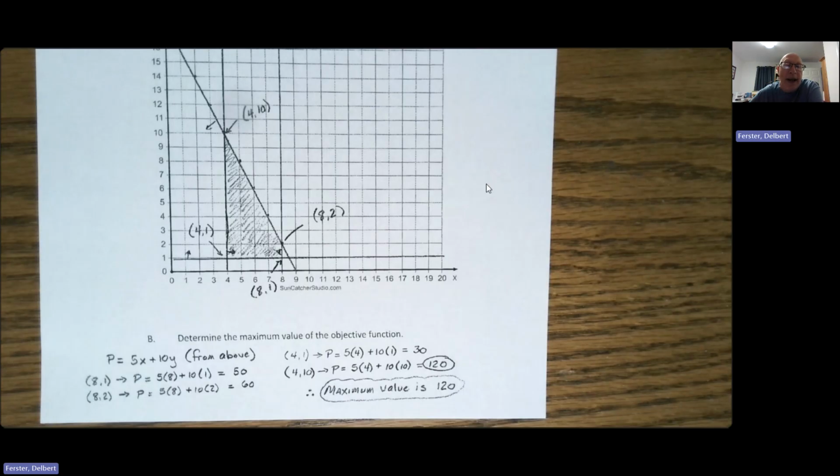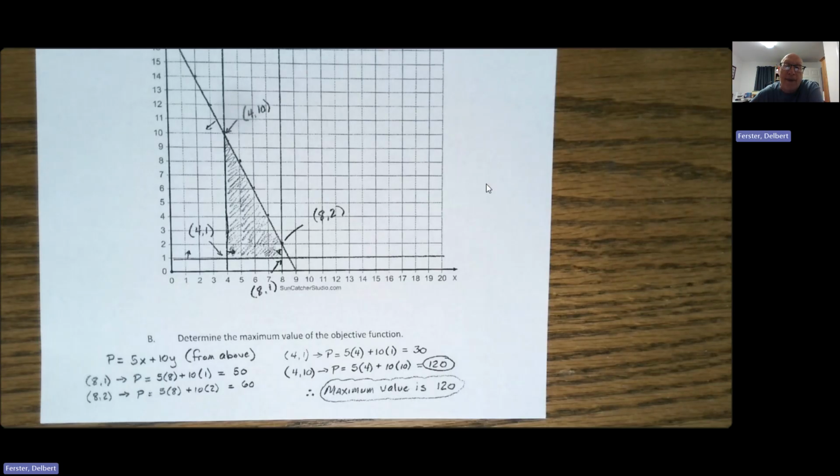All right, so at (8, 1), 8 goes in for X, multiplies 5, 1 goes in for Y, multiplies 10, and your P value is 50. If you use (8, 2), again, 8 goes in for X, 2 goes in for Y, and you get a P value of 60. At (4, 1), 4 goes in for X and 1 goes in for Y. The P value is 30. Looks like we're going to get the answer we're seeking here on our last guy at (4, 10).